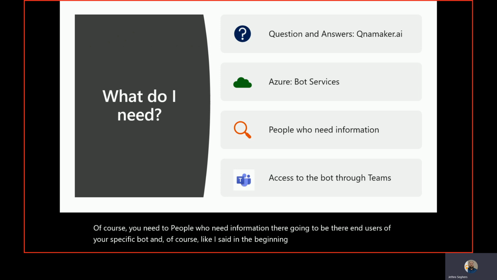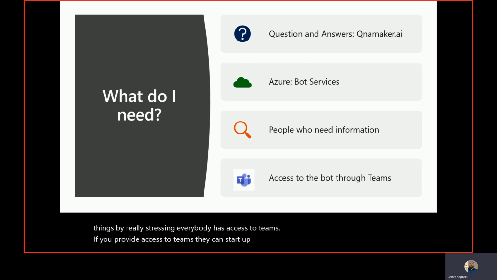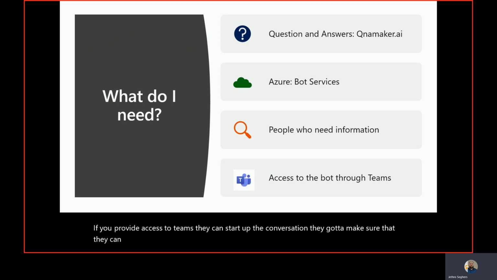And of course, like I said in the beginning, one of the characteristics of a good bot is that it's easy to find and easily accessible, and that is exactly what you can have with Teams. That's one of the important reasons why we always stress that everybody has access to Teams. If you provide access to Teams, they can start up the conversation and ask the questions. And if you even make a bot available in the team itself, then it becomes very obvious that being able to create a team is very important in this scenario.